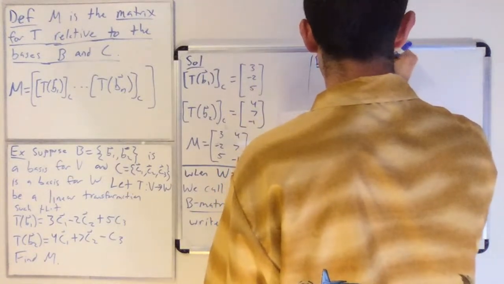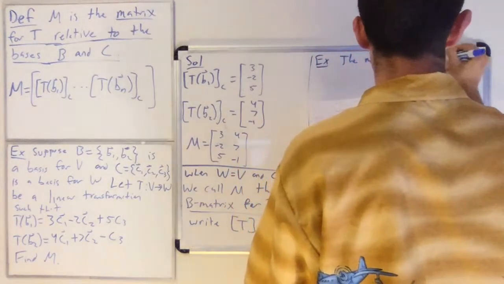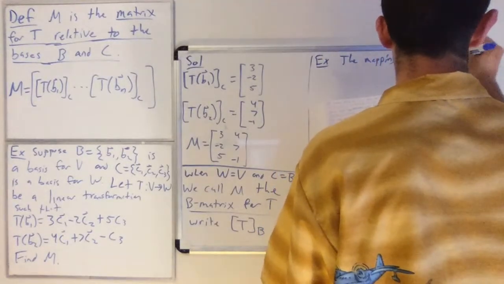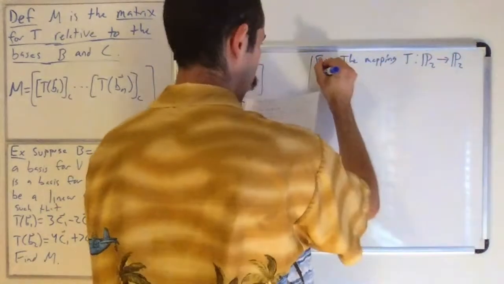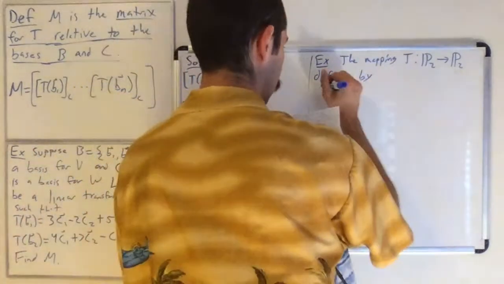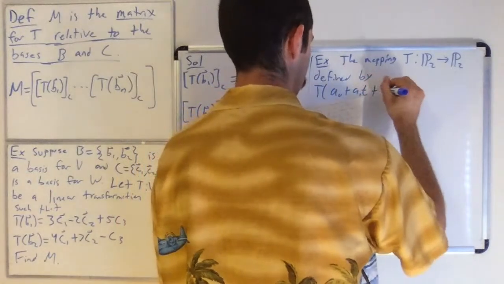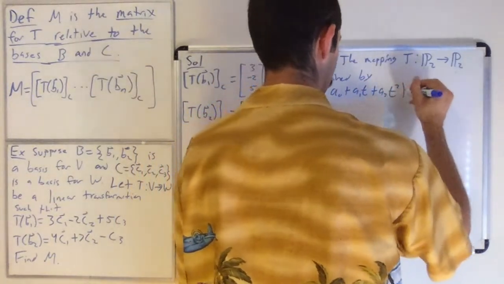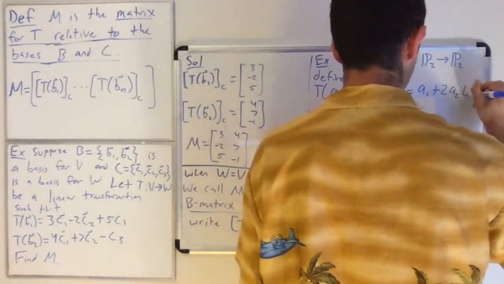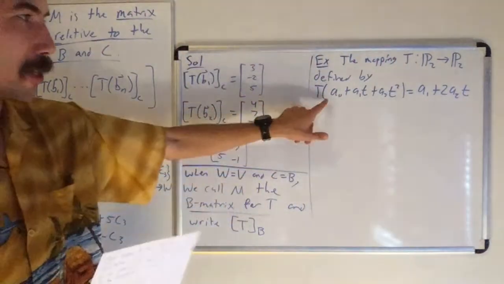So the mapping T from P2 to P2 defined by T of a0 plus a1 t plus a2 t squared is equal to a1 plus 2 a2 t is a linear map. All right, now here's my question for you.